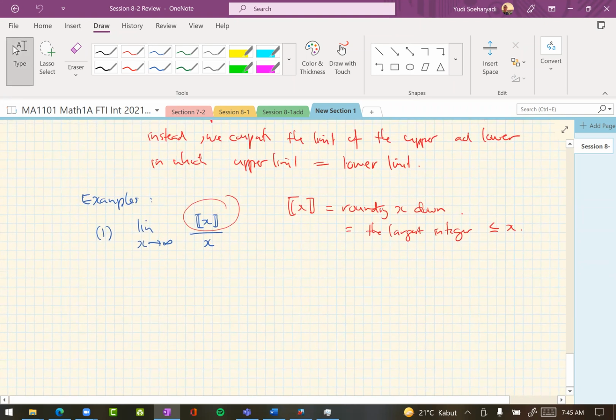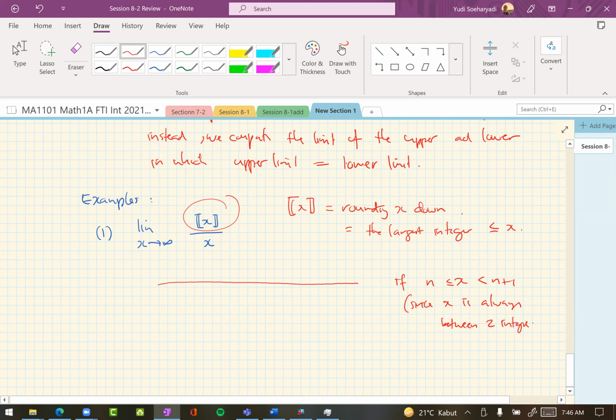Okay, the thing here is that if x is bigger than n, less than n plus 1, so this is squeezed, not really squeezed, but between two integers, n and n plus 1, and the next one is n plus 1. So we say the integer is n. Okay, x is always between two consecutive integers.